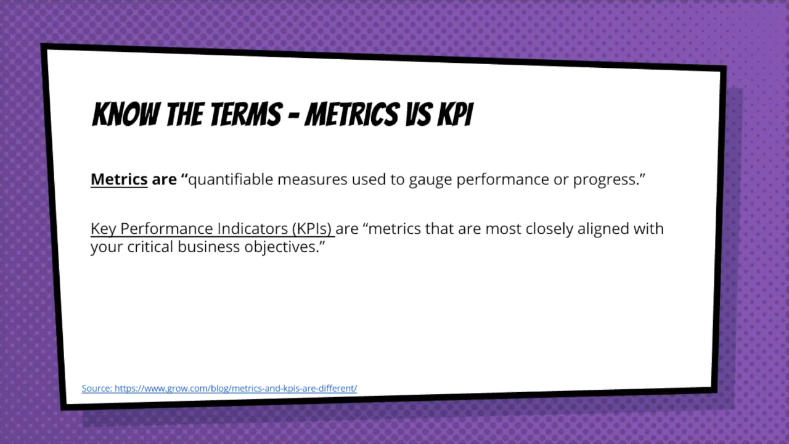Okay, so first of all, let's know the terms so that we're all on the same page. Metrics are quantifiable measures used to gauge performance or progress. So these are things that you can measure. The numbers can go up, they can go down, and you can report on these things. Key performance indicators are metrics, but they're the ones that are most closely aligned with your business objectives. So for a lot of people, certain metrics aren't going to matter to them, and it's all going to be based on what your business goals are and what your purpose is with your Twitter account.